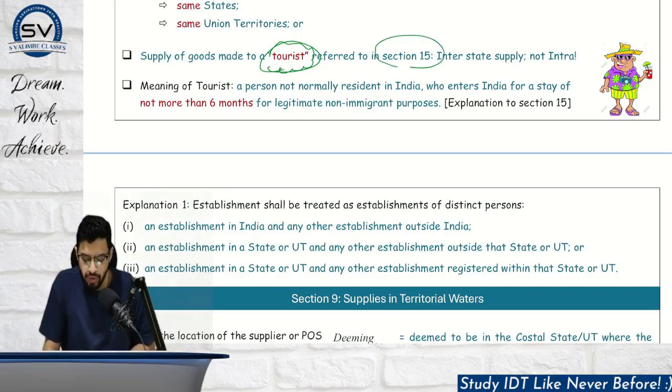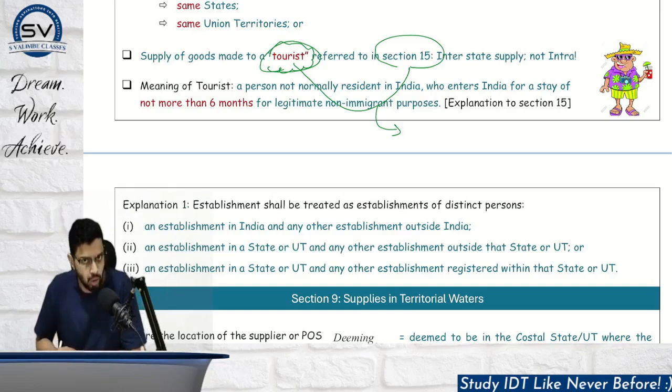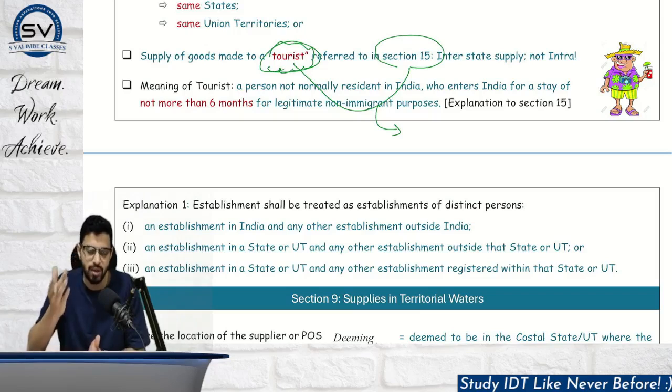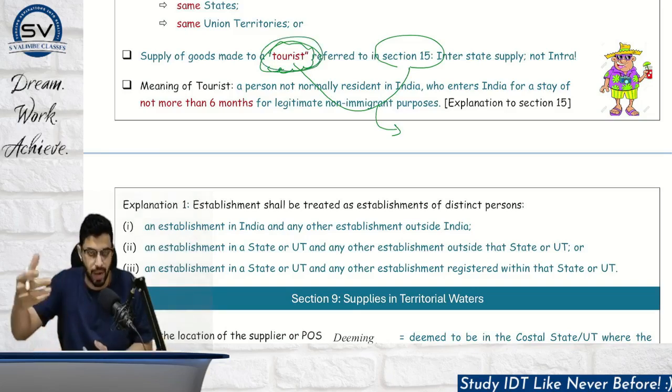In section number 15, we also study one thing that I will cover here itself, that whatever taxes this person pays, that is refunded to the tourist. Why? Because the tourist is going to take the goods outside India. But the procedure for refund of such taxes to a tourist is not specified yet. So we can say that the provision of refund exists only in law, not in practicality. Anything supplied to a tourist, you always have to apply IGST.